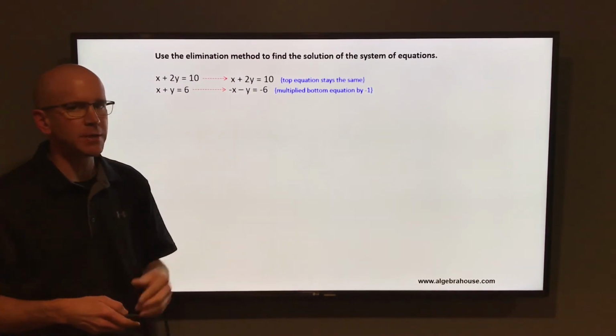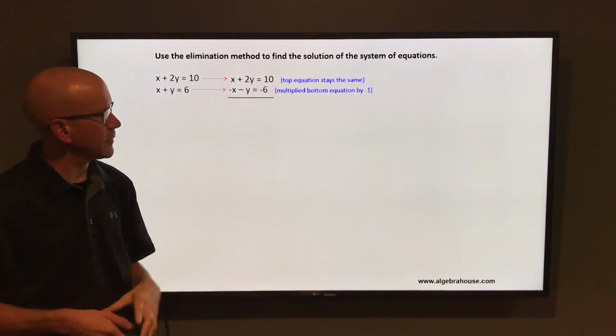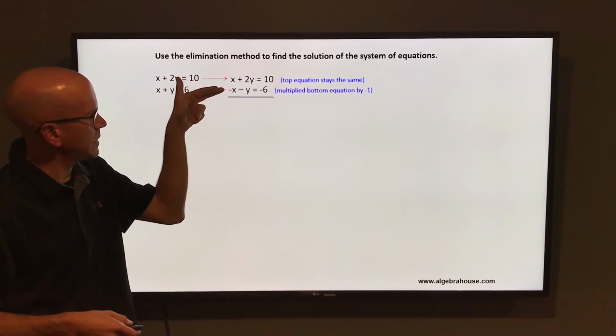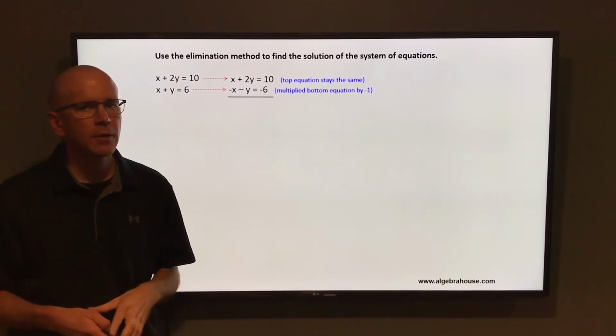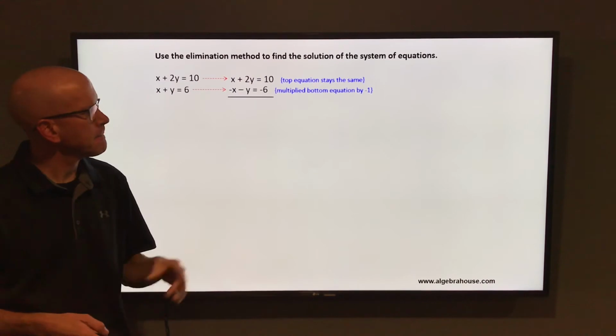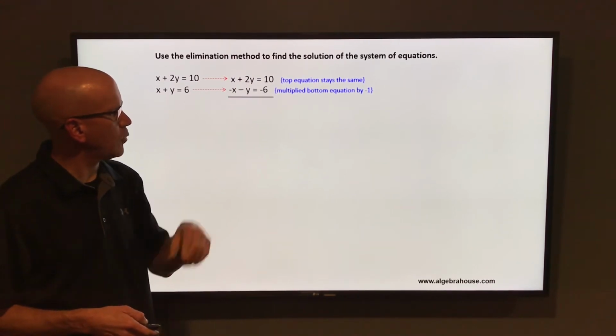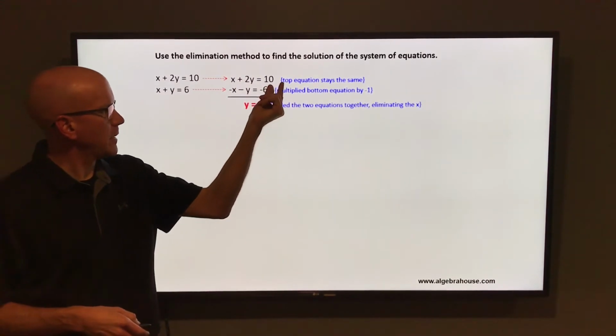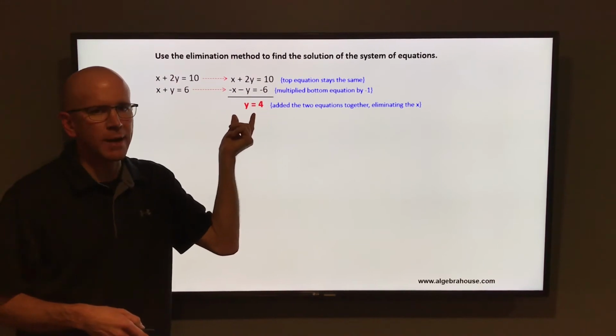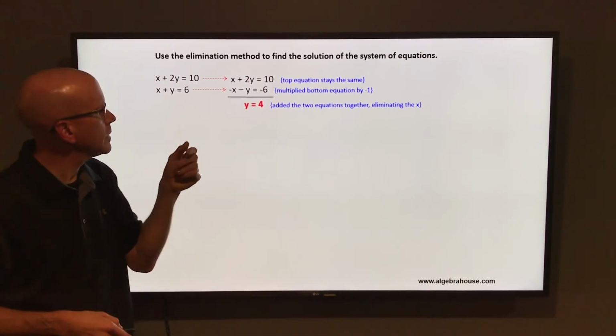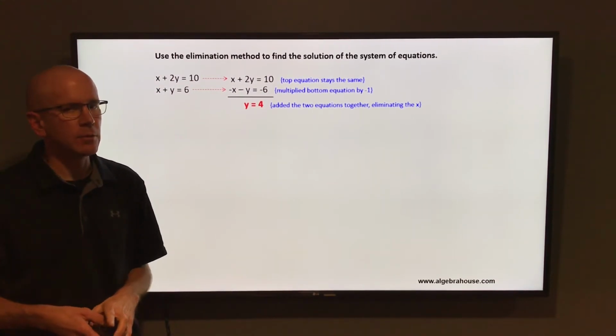Now when I add those together, the x's are going to cancel. So now I have an x and a negative x. Those will cancel. Then I'll be able to solve for y. So 2y plus a negative y, that is y. 10 plus a negative 6, that is 4. So y equals 4.